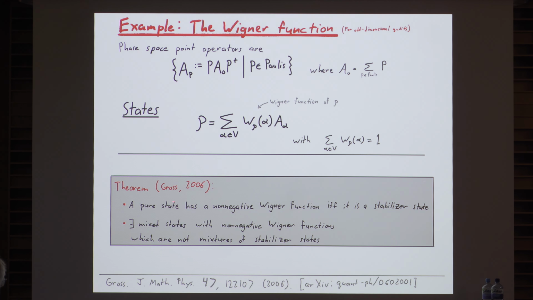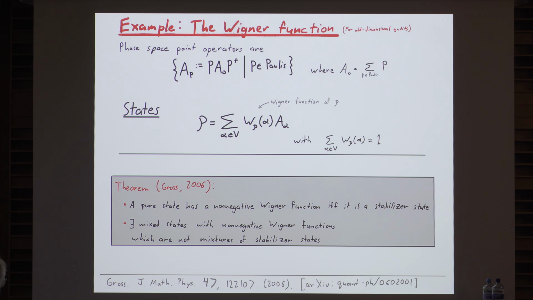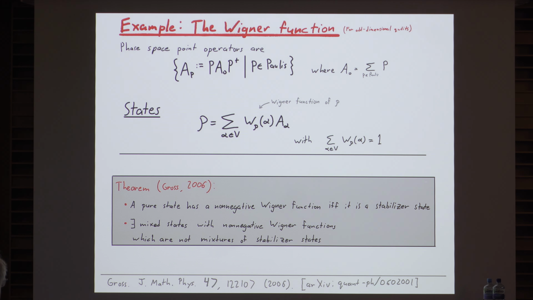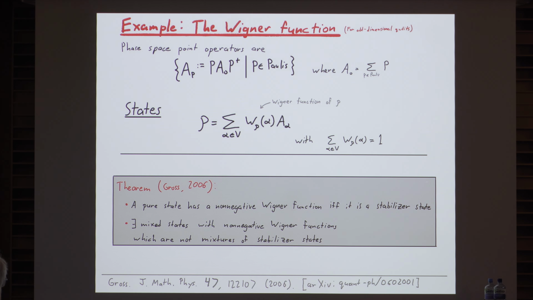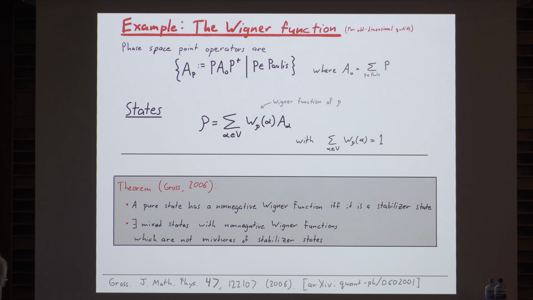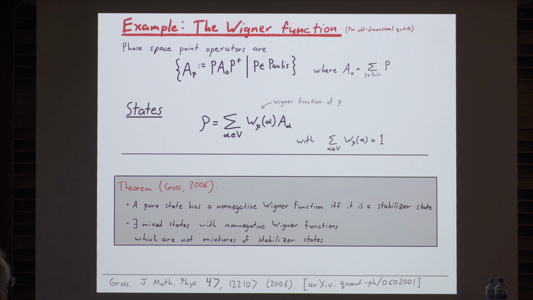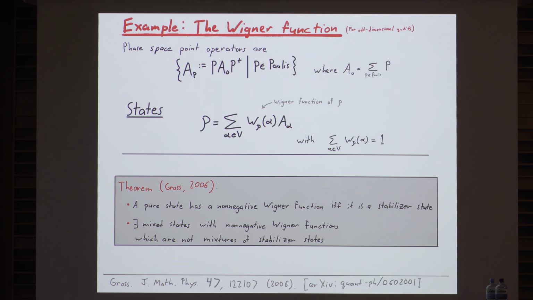It says a pure state has a non-negative Wigner function if and only if it's a stabilizer state. But if you look at mixed states, there exist mixed states with non-negative Wigner functions which are not mixtures of stabilizer states. So using this one, you can efficiently classically simulate more than just mixtures of stabilizer states. You can simulate anything with a non-negative Wigner function, strictly more. But there's a caveat here, which is that I wrote it in small letters up here. It only works for odd dimensions, odd-dimensional qubits. Doesn't work for even dimensions.